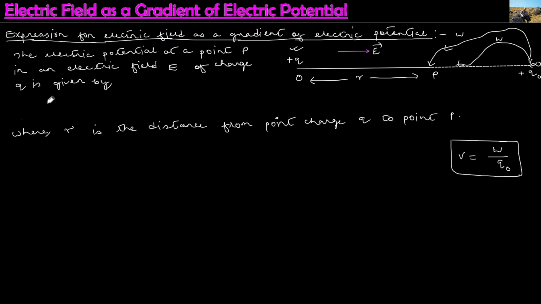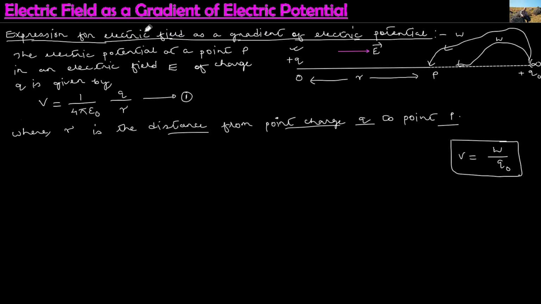So what is that equation? We have done this relation. Let us reiterate and rewrite it. The electric potential V is given by the expression 1 by 4 pi epsilon naught, Q divided by r. Let us mark that as equation 1. Here r is nothing but the distance from the point charge Q to point P.